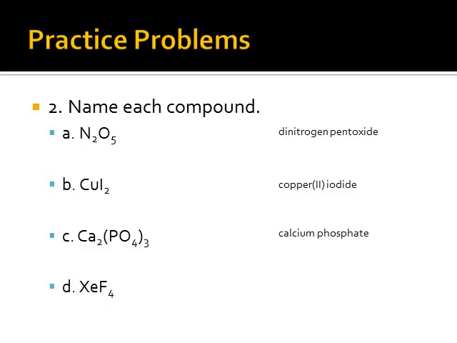my binary nonmetal rules, so I use my prefixes. And that would be xenon tetrafluoride because there are 4 fluorine atoms. And that is the end of the lesson.